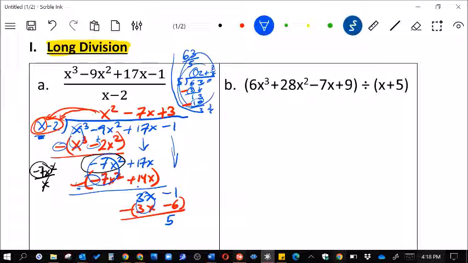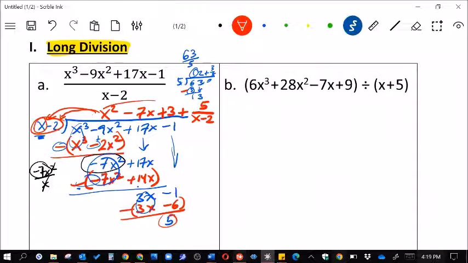I can't make x into 5. So instead, what I now do up here, and I have to erase some of this so that I can put in that 5, that means I'm going to be adding 5 over the original divisor. That's how you do the long division, and that's how you handle a remainder. If there was no remainder, we would just leave it at plus 3 at the end of it.